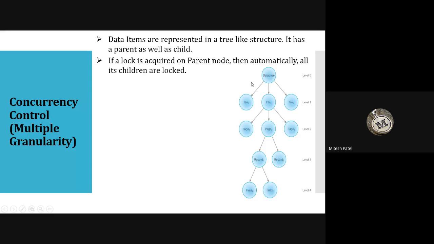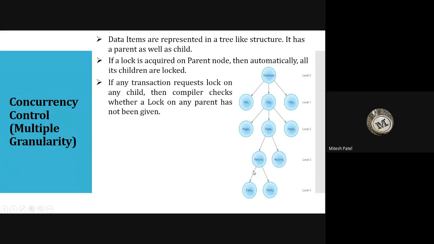Okay, definitely this answer is correct, because whenever we apply a lock on the database at the parent node, the root node, its children are automatically locked. It means file 1, file 2, and file 3 will be locked. But if file 2 is locked, automatically page 1, page 2, and page 3 will be locked. That means all these sub-children will be locked. That's it.